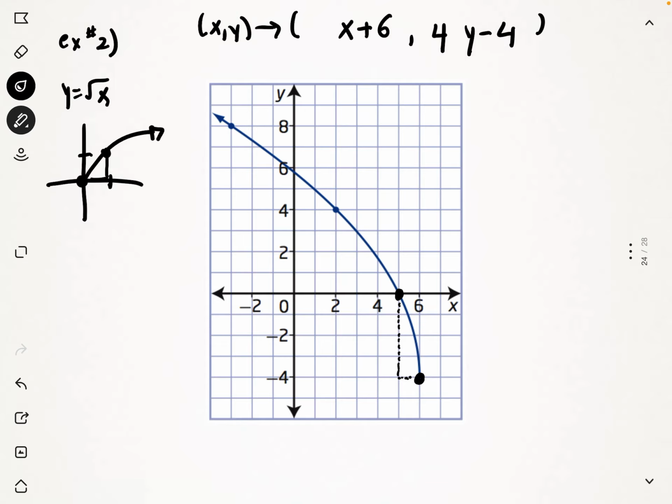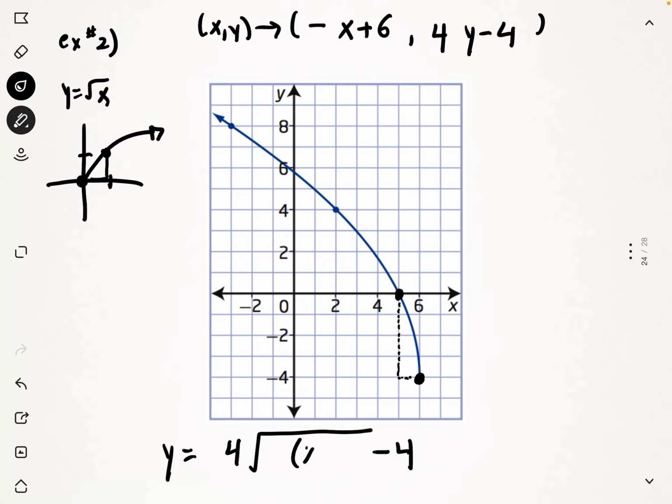And then finally, is there a reflection in this? Yes, there is. You can see that the original graph goes up and to the right. This one goes up and to the left. So it's flipped over the y-axis. And if you reflect around the y-axis, you make the x negative. Once you have your mapping notation, now you can make your equation. So the y values go on the outside and are unchanged. So we have 4 and -4.